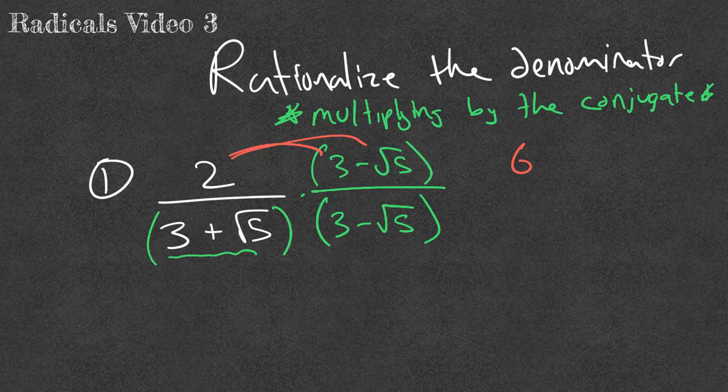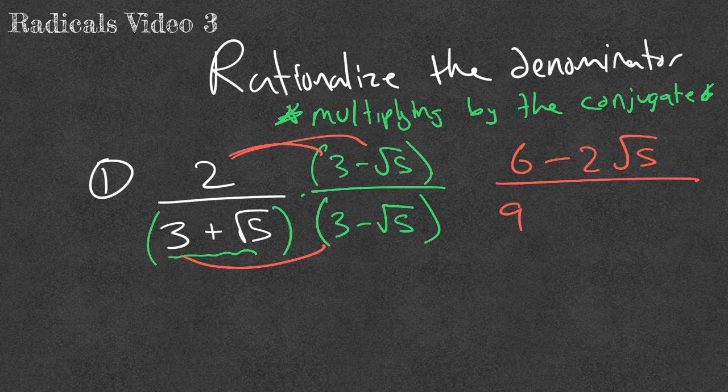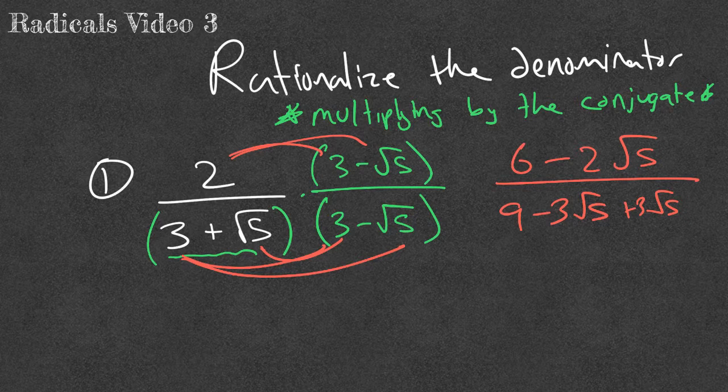2 times minus root 5 would be minus 2 root 5. Over, then I distribute on the bottom. I get 3 times 3 is 9. 3 times minus root 5 is minus 3 root 5. Root 5 times 3 is plus 3 root 5. And then root 5 times root 5 would be minus root 25. We can simplify the minus 3 root 5 and the plus 3 root 5. Those cancel. Root 25 is 5.